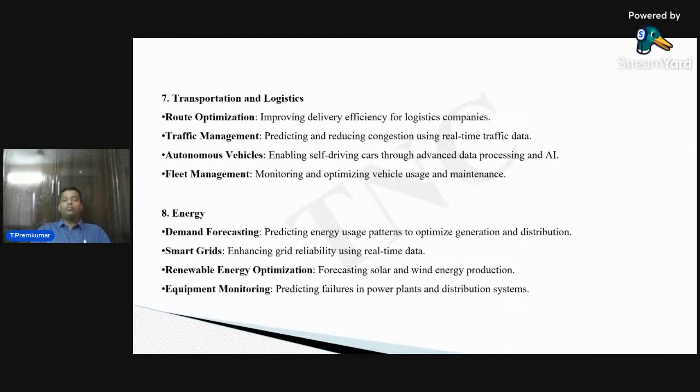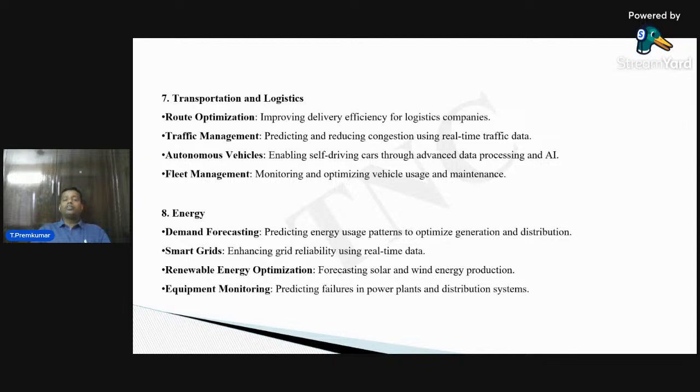And in the case of fleet management, we can consider Air Force as well as passenger flights. It keeps on monitoring and optimizing the vehicle usage as well as the maintenance. This is discussed under fleet management. Then the next one is energy. Demand forecasting predicts energy usage patterns to plan generation as well as the distribution process.